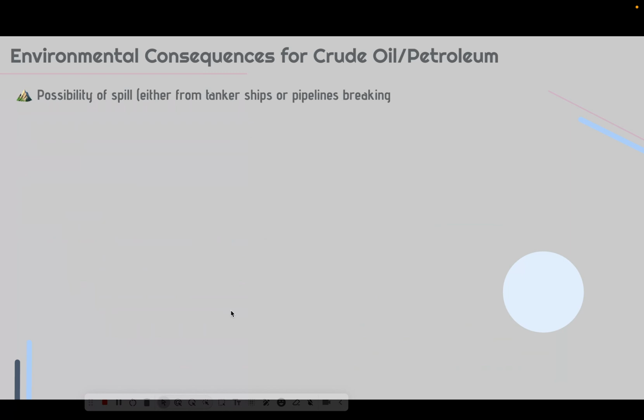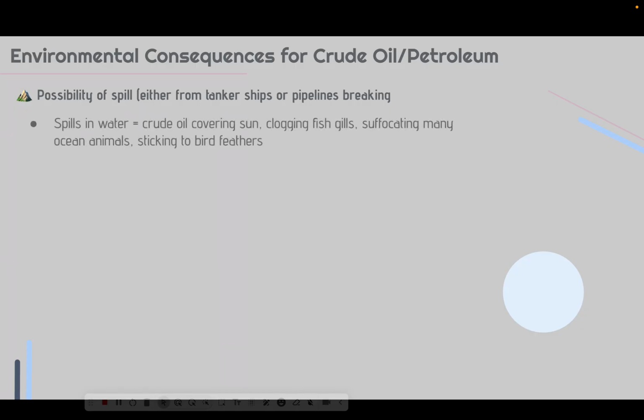So, more environmental consequences for just crude oil specifically. There's a possibility of spills from either tanker ships or pipelines breaking. The spill can cover up the sunlight from reaching the plants in the area. If we spill the oil in water, it can clog fish gills. It suffocates many ocean animals for that reason. It can stick to bird feathers.